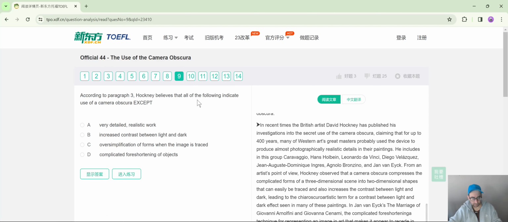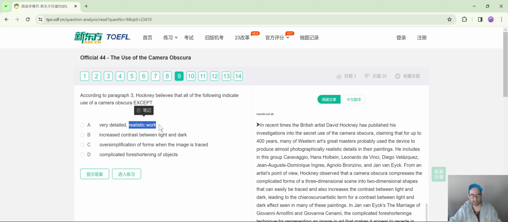All right. So here we're facing an except question. Hockney, keyword, find him, because that's where you're going to begin searching for this information. Believes that all of the following indicate, show, right, the use of camera obscura except what? So what are the signs of camera obscura based on what Hockney is explaining? So in recent times, the British artist David Hockney has published, okay, and yeah, his secret use of the camera obscura. So this is your starting point. Now you want to immediately start skimming and scanning for these one by one, immediately.